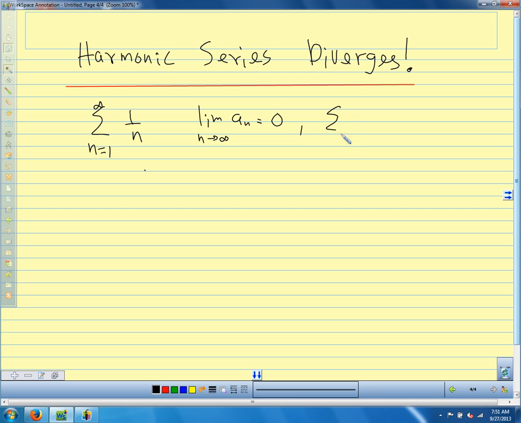So let's look at the harmonic series really quickly. The sum from n equals 1 to infinity of 1 over n equals 1 plus 1/2 plus 1/3 plus 1/4. I'm going to move this down so I have a little more room. Equals, I'm just going to write out a bunch of terms.